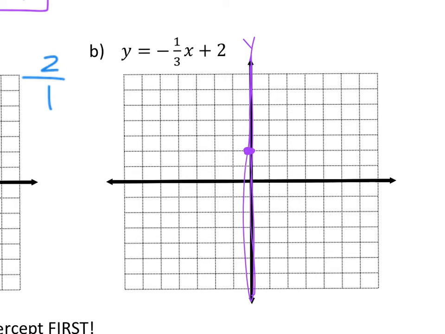Where do you move for that? Go down 1, and 3 where? Always to the right. You will never go left. But it's negative. Right. Look at that slope. The up and down is what gets you positive or negative. Right? Up is positive, down is negative. You will always go right.